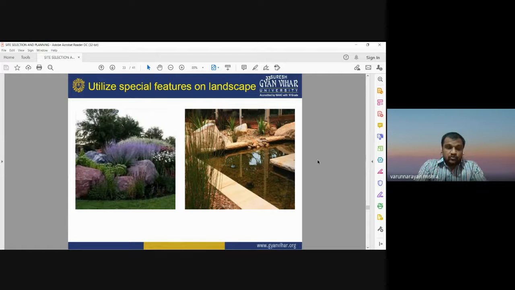Your landscape should be good looking, and it should have aesthetic features that will help you to beautify your landscape, that will help you to beautify your site. Okay, you should also take care of these special features on the landscape.